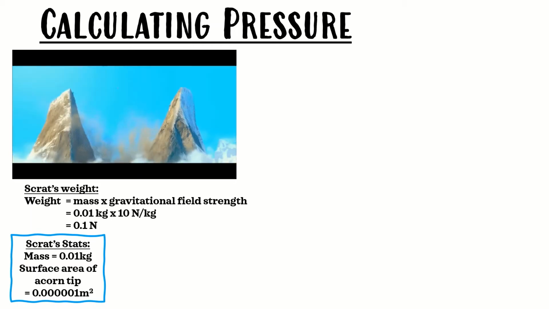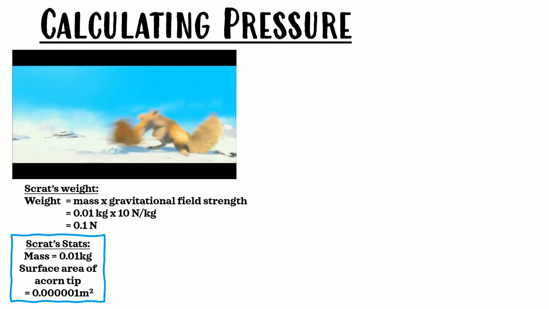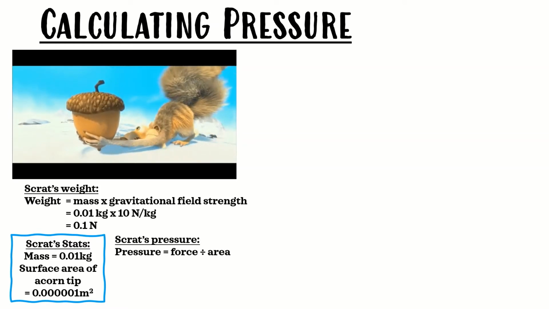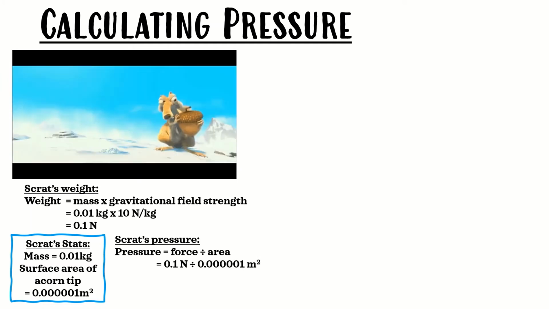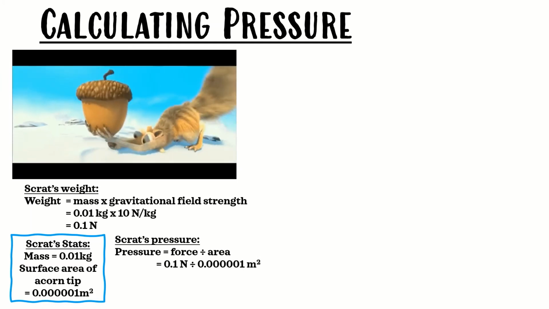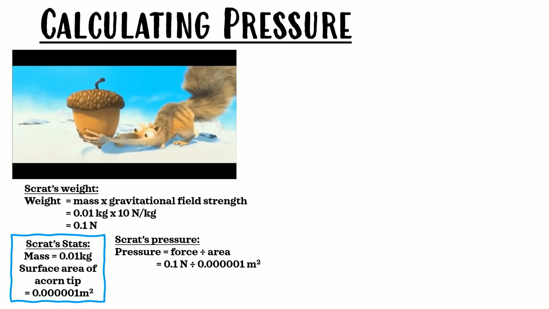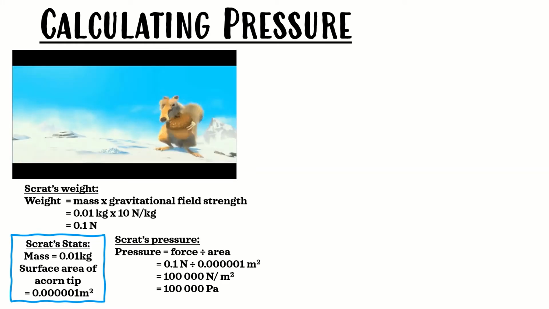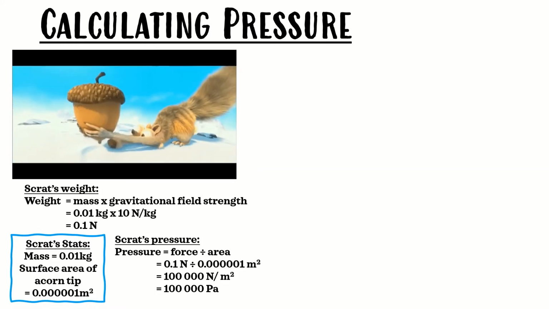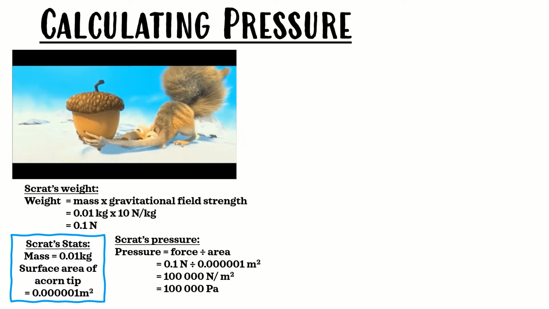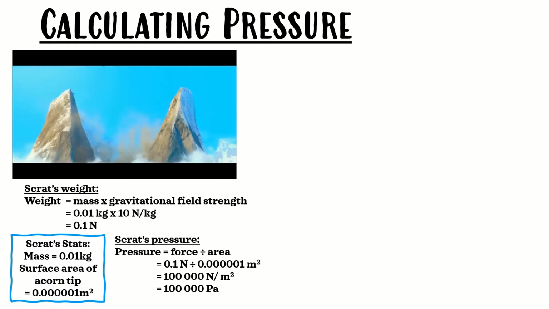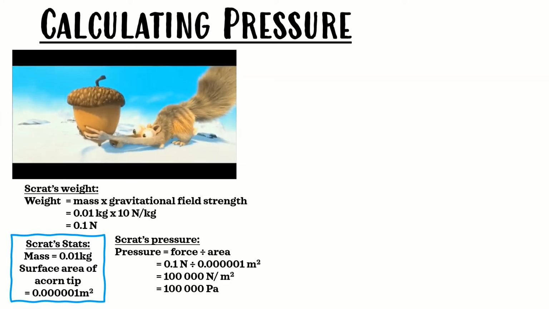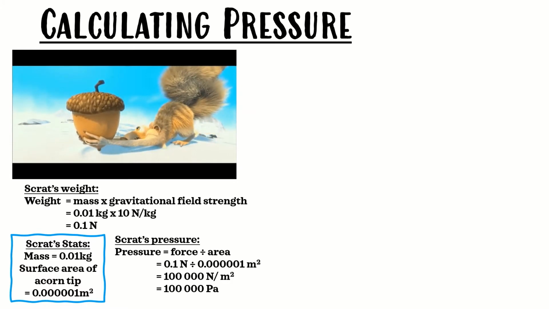Now we have the force applied by the acorn and we've got the surface area of the acorn. We can use our formula that we've learned, pressure equals force divided by area, to calculate the pressure. 0.1 newtons divided by 100,000th of a square meter. Use your calculators and you find that it is 100,000 newtons per square meter. Remember that 1 newton per square meter is equal to 1 pascal. So the pressure applied by that acorn on the ice is 100,000 pascals.